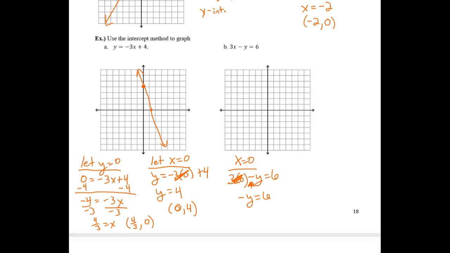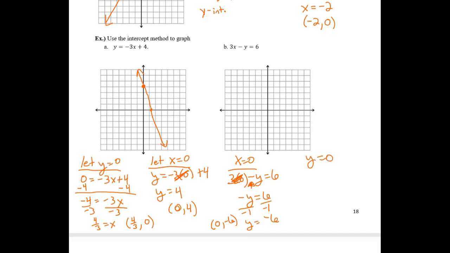Y is not quite alone. I need to get it alone. I'm going to divide both sides by negative 1. Y equals negative 6. That would give me the ordered pair. I plugged in 0 for x. I found negative 6 for y.